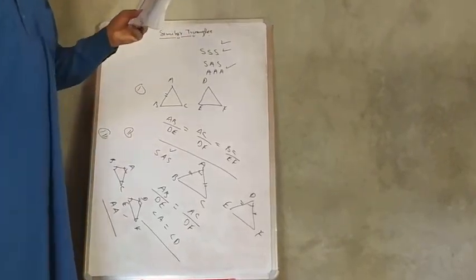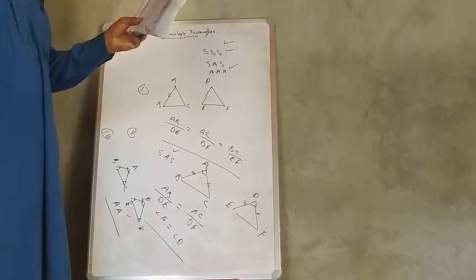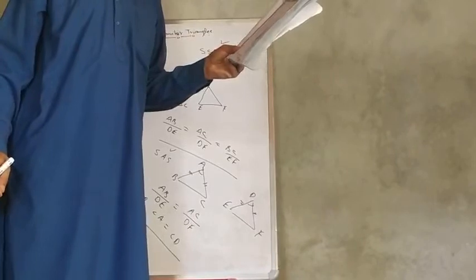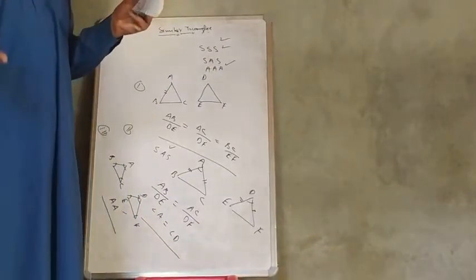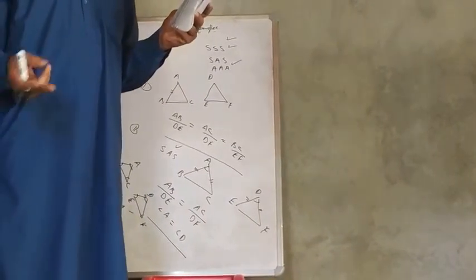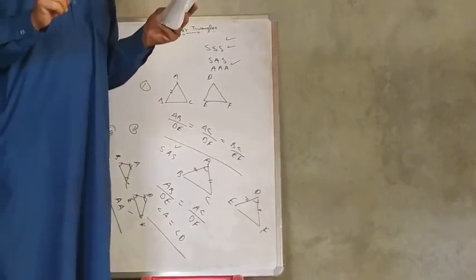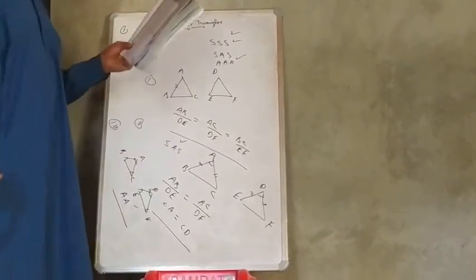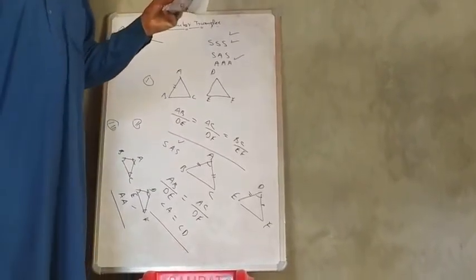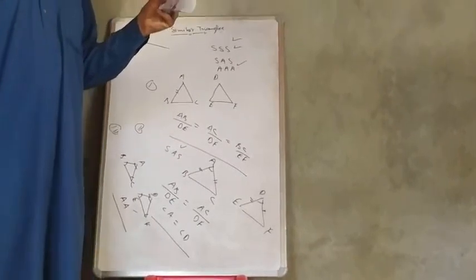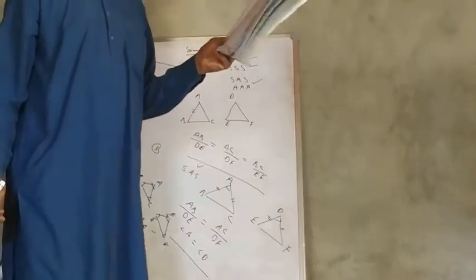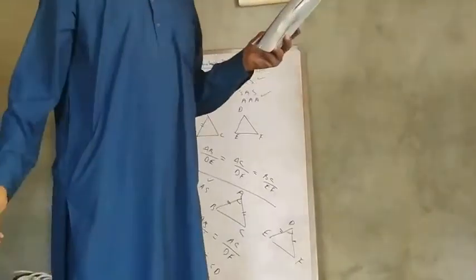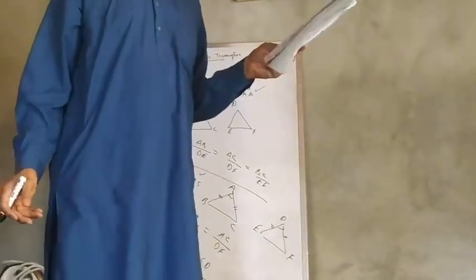Now exercise number 6.1 is fill in the blanks. Simple. All circles are dash, congruent or similar. All circles are similar because their shape is the same. So in our first blank, you will write similar, not congruent. All circles are similar. Second, all squares are similar, congruent. Again, this is similar. All squares are similar.